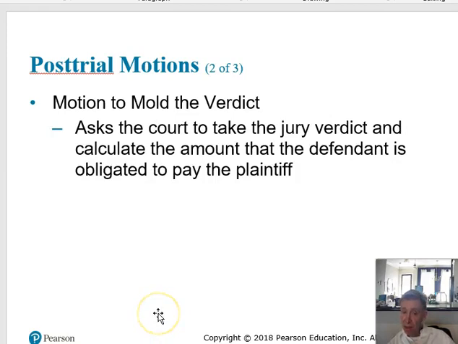Okay, the jury verdict comes in, and you might be in a jurisdiction of comparative negligence, where, say you are 70% at fault, but the plaintiff was 30% at fault, then the amount of the verdict that they get is only 70%. So that's one reason why you might need to mold the verdict.